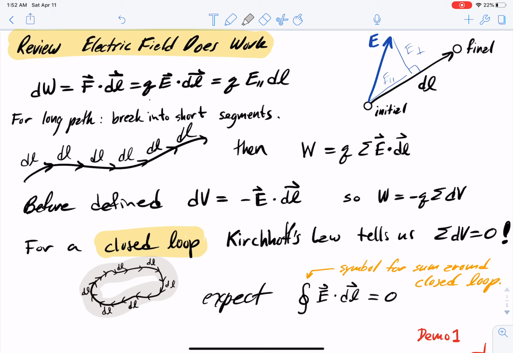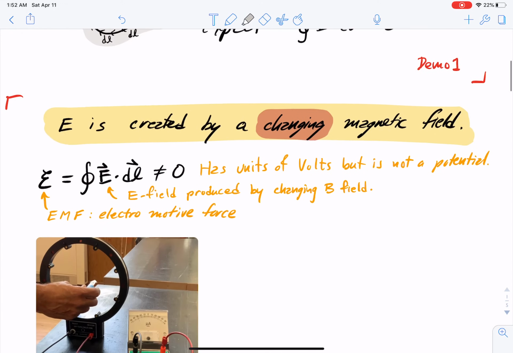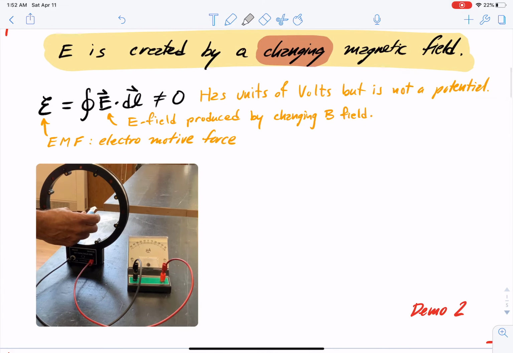Okay, so what we found was if there is a changing magnetic field, it creates an electric field. And in that case, this integral, the sum of all those E dot dLs isn't zero. It actually does work as it goes around in a closed loop. So the Kirchhoff's law is still okay.